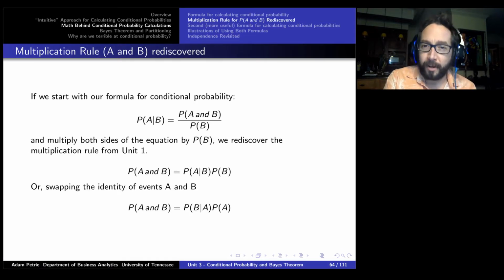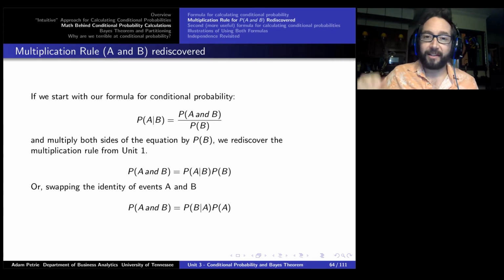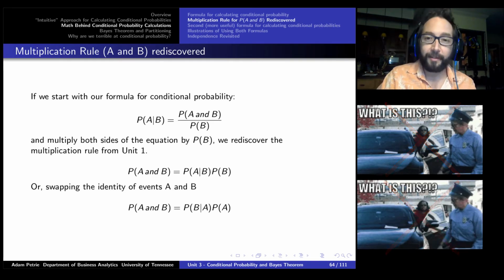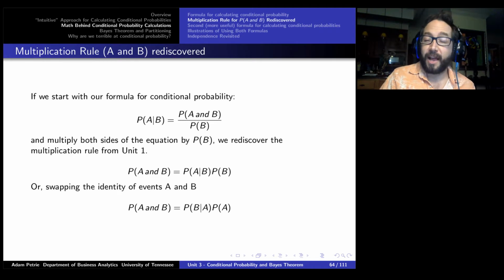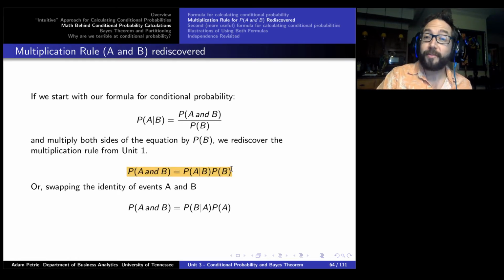Now, back in Unit 1, we discussed the multiplication rule for what if we want to know the probability that two events occur simultaneously. So, for example, what's the probability that I do not get a parking ticket day 1 and I don't get a parking ticket day 2, two different events? Or what's the probability that a cart's going to have apples and bananas in it? And I threw that formula at you at the time. I said if I want to know the probability of two events, A and B, both occurring, well, that's going to be the probability of A given B times the probability of B, or just swapping the identity of A and B, I can write it this way as well.